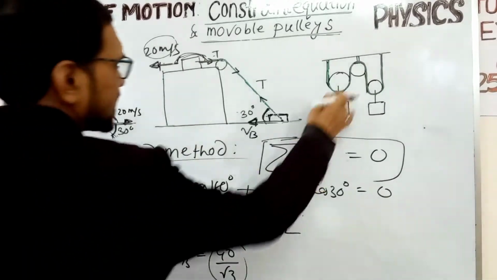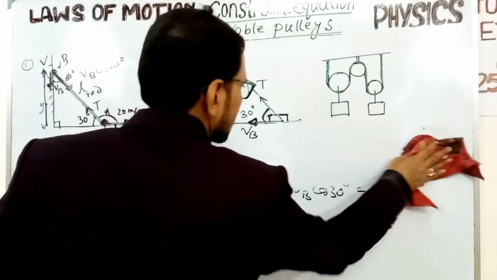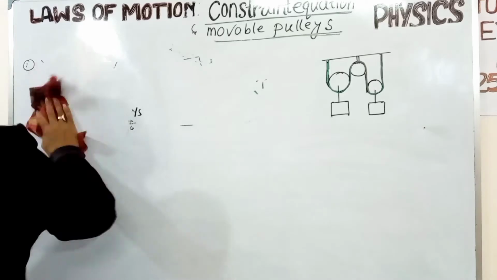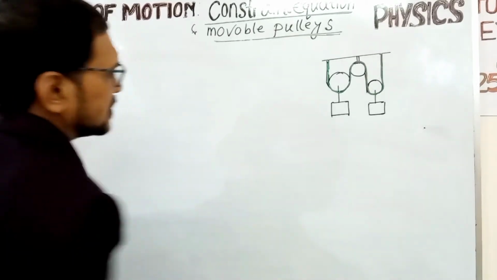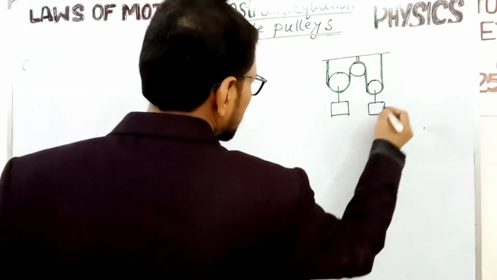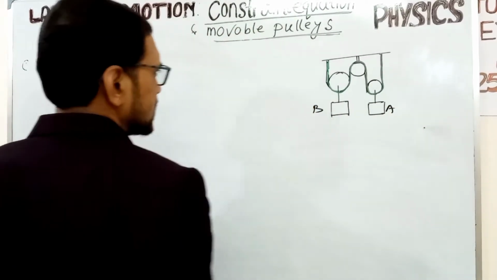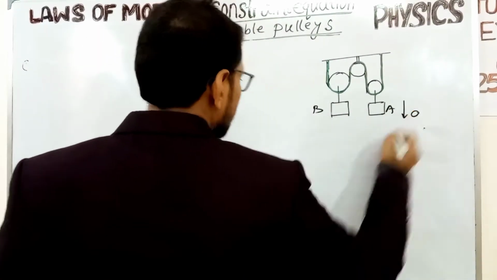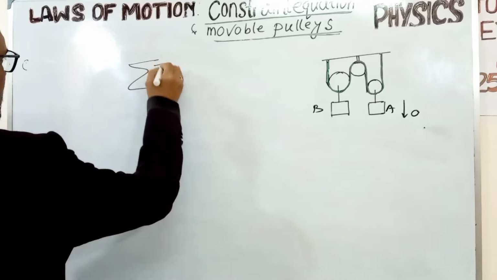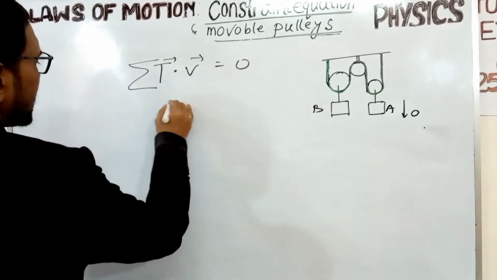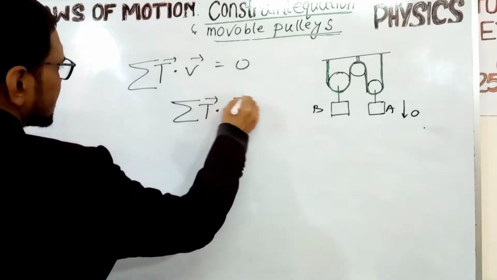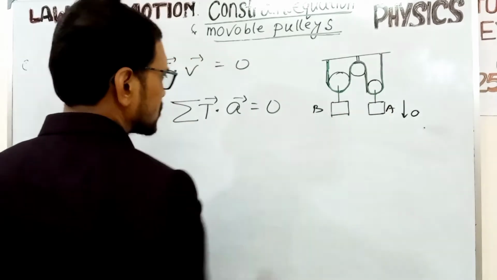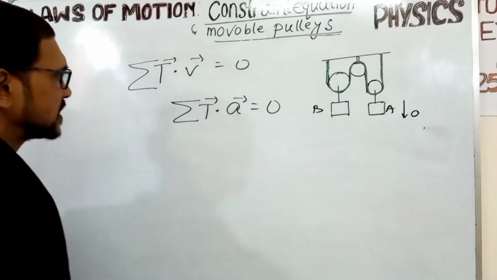Now if we apply this method here, what do we get? Suppose this block is A and this block is B, and what is the relation between the velocity of A and B? Suppose this block moves with acceleration. Now with this method, T dot V equal to 0, and also we can apply tension dot acceleration equal to 0. So if you are asked what is the relation between the accelerations of the two blocks, we can also apply this method, T dot a equal to 0.